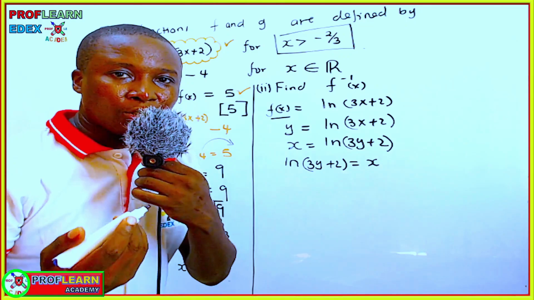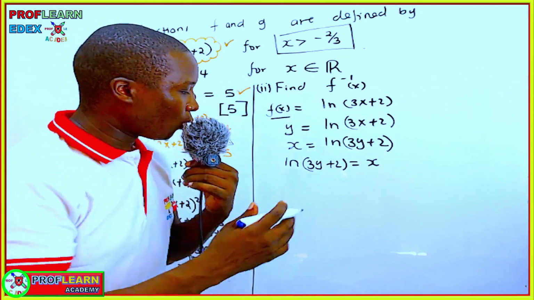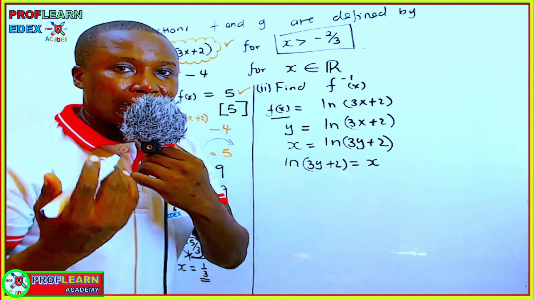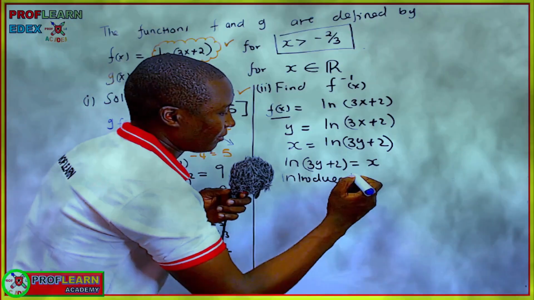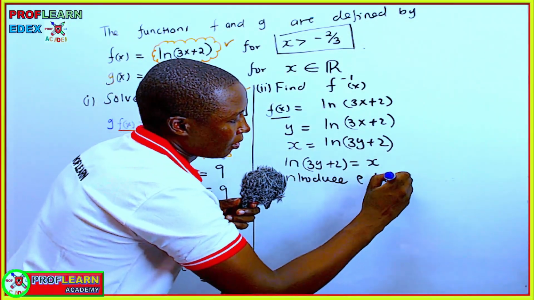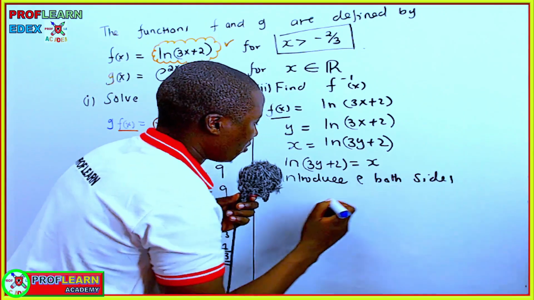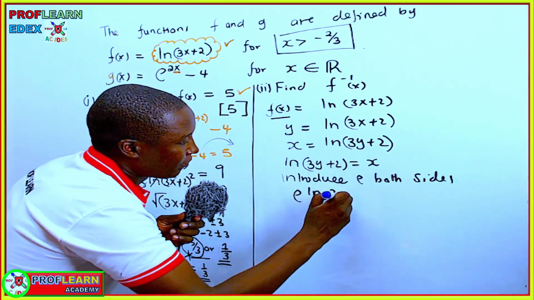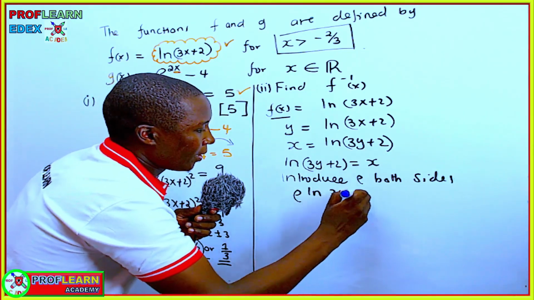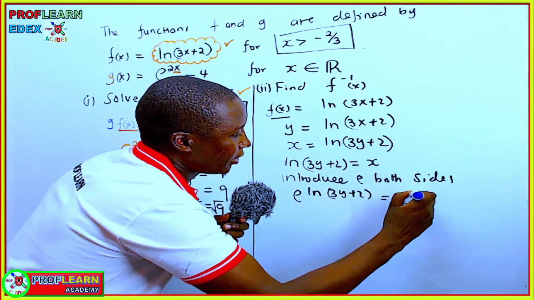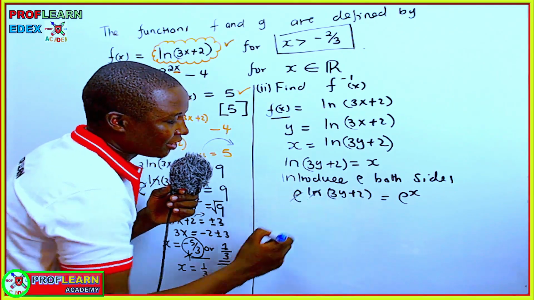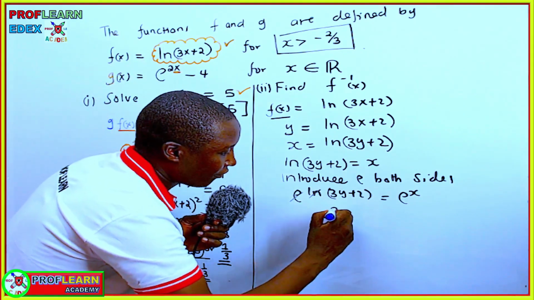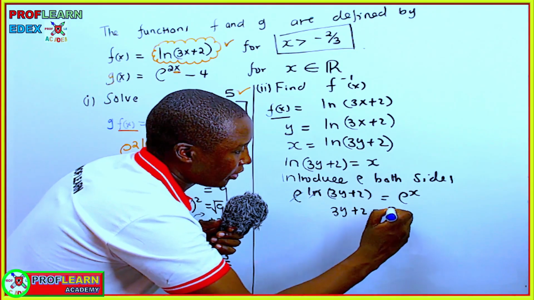If you have ln in any question and you want to get rid of it, you introduce the exponent on both sides. Introducing e on both sides, we say e to the power ln of 3y plus 2 equals e to the power x. At this point, the e and the ln cancel out, and we have 3y plus 2 equals e to the power x.